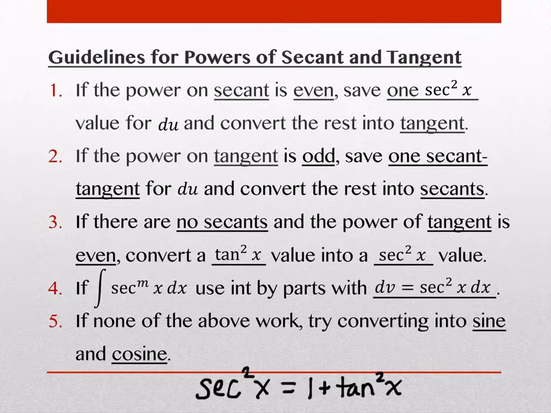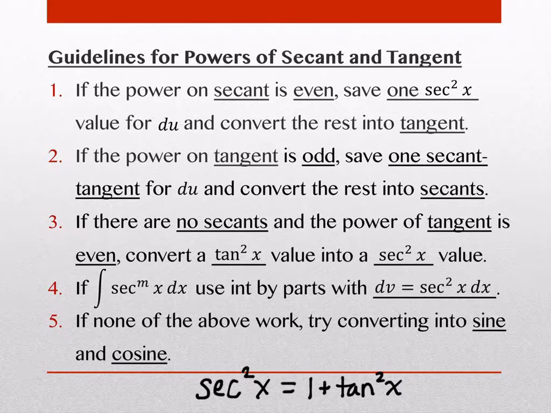Agreed. All right, if there are no secants and the power of tangent is even, then you convert a tangent squared value into a secant squared value, and you use the relationship that I wrote on the bottom of the screen. All right, we can change that. No problem. If you have the integral of plain old secant to a power, and the power is not even, like it's going to be odd, then you use integration by parts. And there it is, there's that integration by parts, your new favorite technique, right? With dv equal to secant squared.